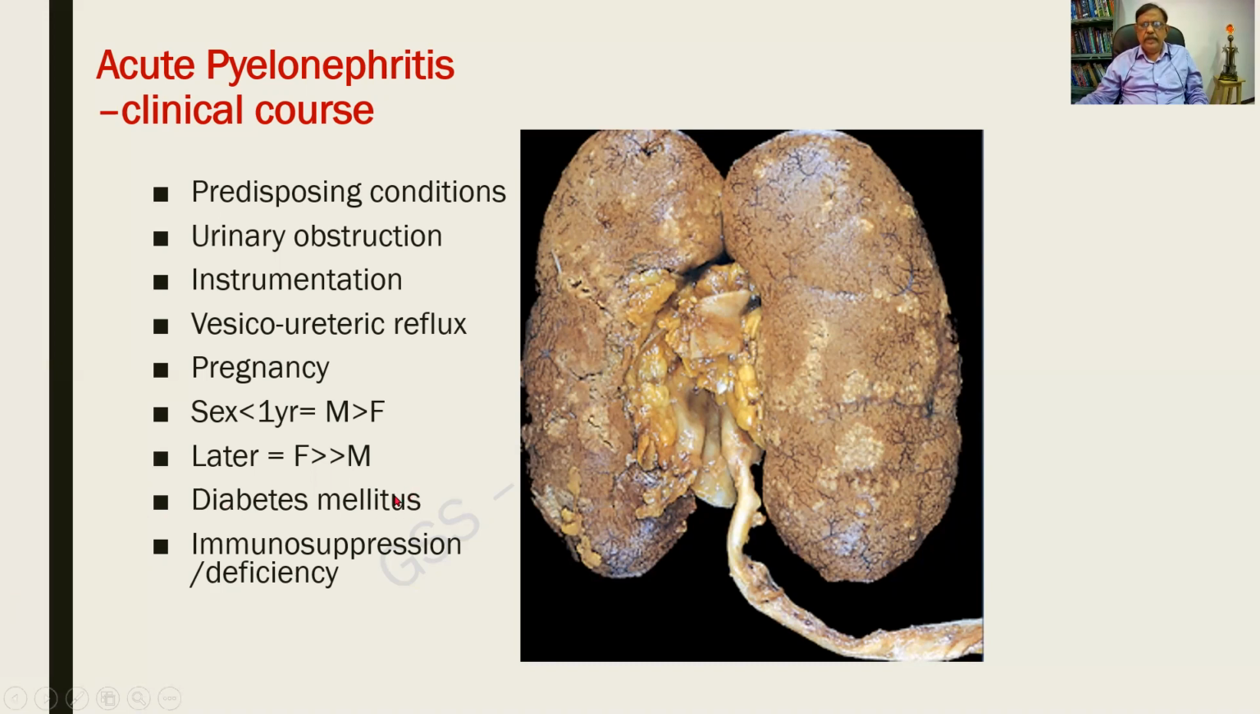Diabetes mellitus, a condition that can predispose. Immunosuppression, administration of steroids, and also any form of immunodeficiency, primary or secondary, can all predispose to acute pyelonephritis. This list of conditions you people should know, and there can be an overlap between the acute and the chronic pyelonephritic etiology.